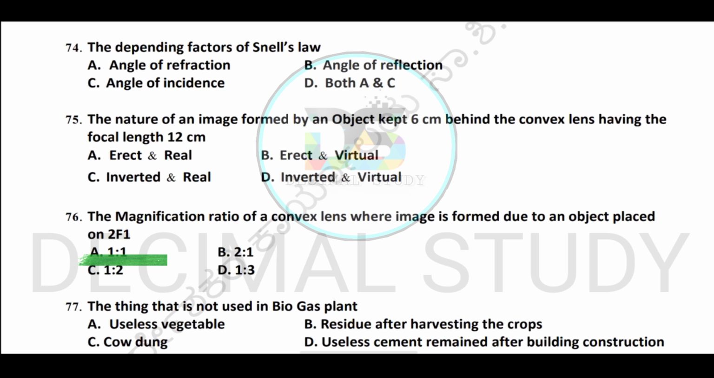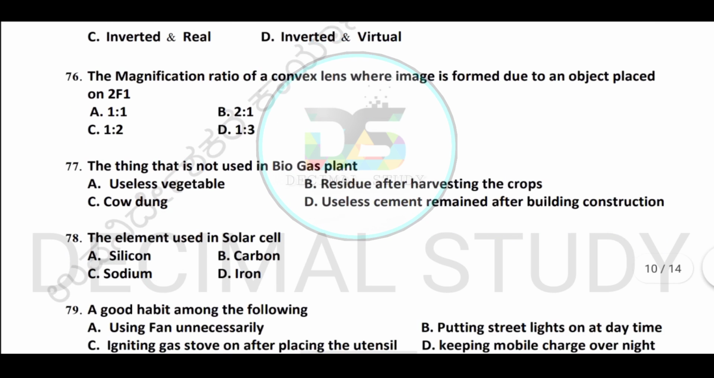The thing that is not used in biogas plant. Options are option A, useless vegetable. Option B, residue after harvesting the crops. Option C, cow dung. Option D, useless cement remained after building a construction. The right answer is option D, useless cement remained after building construction.